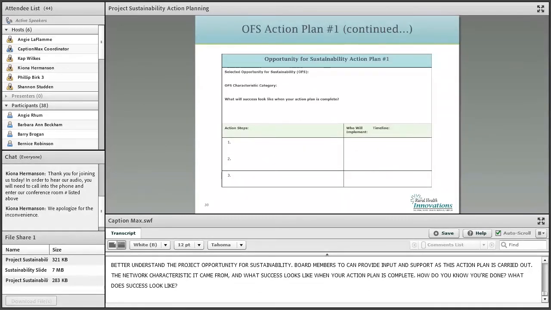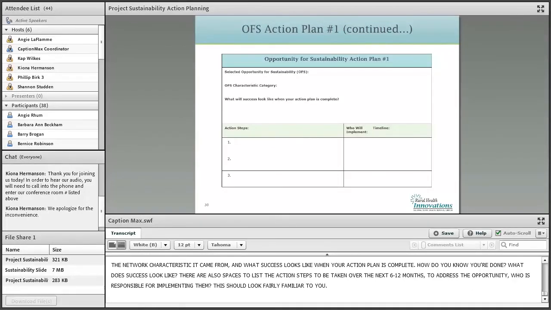There are also spaces to list the action steps to be taken over the next 6 to 12 months to address the opportunity, who is responsible for implementing them, and a timeline for each. This should look fairly familiar to you because this type of format, what is the step, who's responsible, and what's the timeline, shows up on a lot of the plans that you've done already for your project.